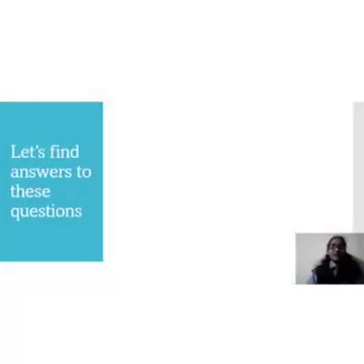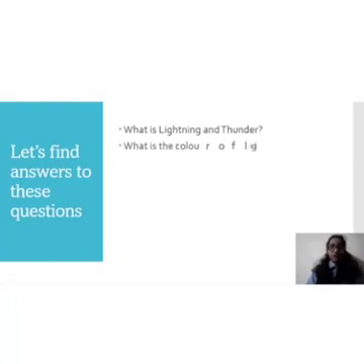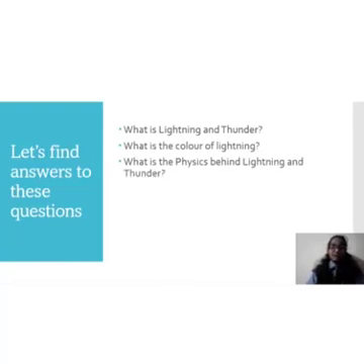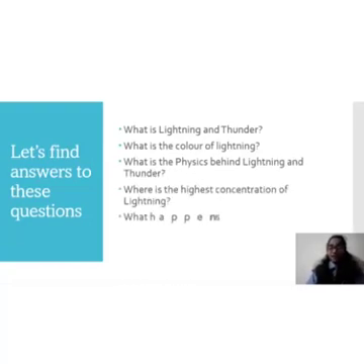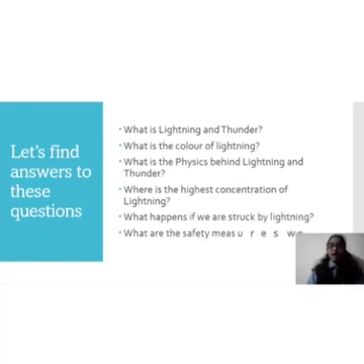Let's find answers to some questions like what is lightning and thunder? What is the color of lightning? What is the physics behind lightning and thunder? Where is the highest concentration of lightning? And what happens if we are struck by lightning? And also, what are the safety measures we can take?